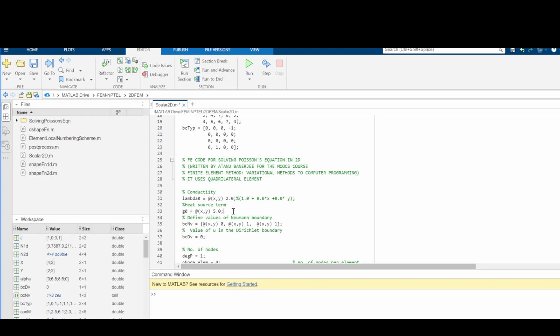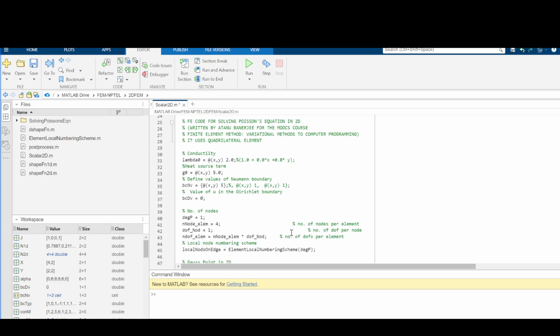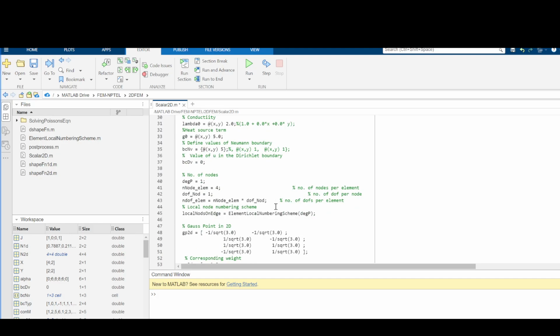So we define the values of the Neumann boundary condition. I think we just have one Neumann boundary condition, that is 5. We can comment the rest. Then the Dirichlet boundary condition is 0. At x equals 0, we have T equals 0.